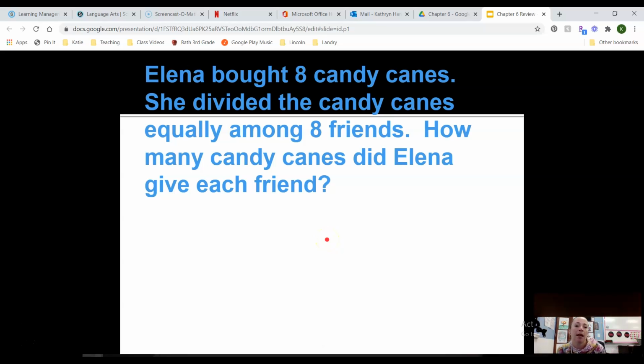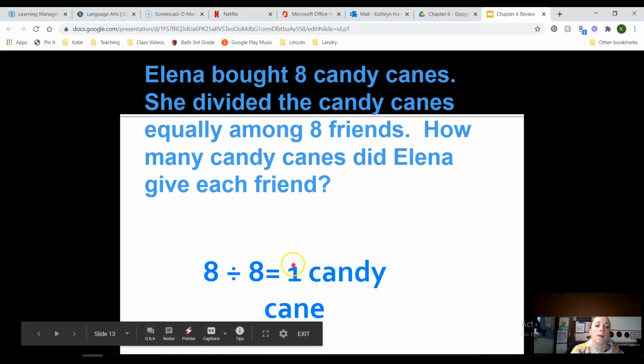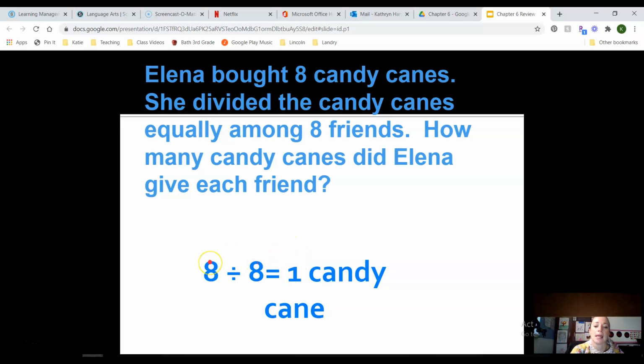Well, separate it out. If you're unsure, draw 8 groups and separate out 8 things. What did you get? 8 divided by 8 is 1. Remember, you can check yourself because 1 times 8 is 8.